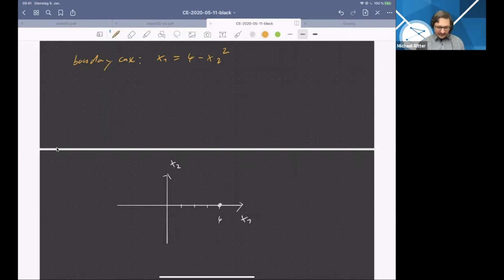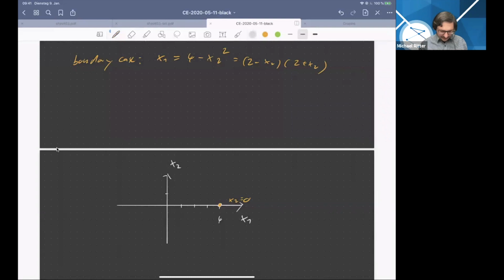So this is the right point for x2 equals 0. Then x1 becomes 4. On the other hand, where do we cross the x2 axis? So where is x1 0? Well, we can reformulate that a little. That is the same as 2 minus x2 times 2 plus x2. So we're crossing the x2 axis exactly at the points plus 2 and minus 2.